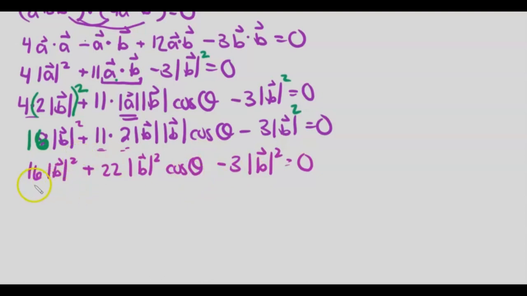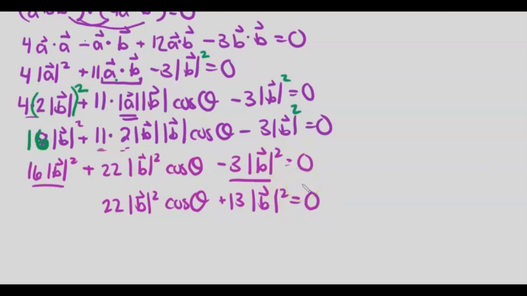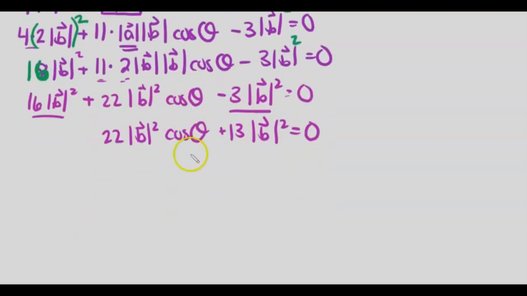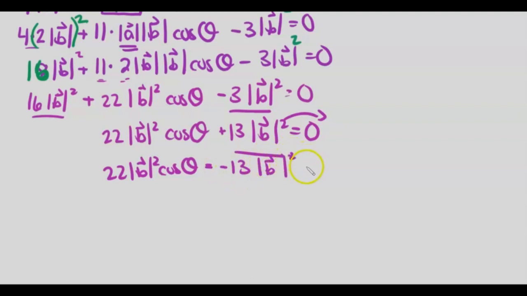Okay, so if we think about it, we can add these two together, 16 and minus 3, that's going to be 13. So we're going to have 22 magnitude of vector b squared cos theta plus 13 magnitude of vector b squared equals 0. So all I'm going to do is bring this term over here. So we have 22 magnitude of vector b squared cos theta equals negative 13 magnitude of vector b squared. Okay, and I'm going to just divide out. So I'm going to divide both sides by 22 magnitude of vector b squared.